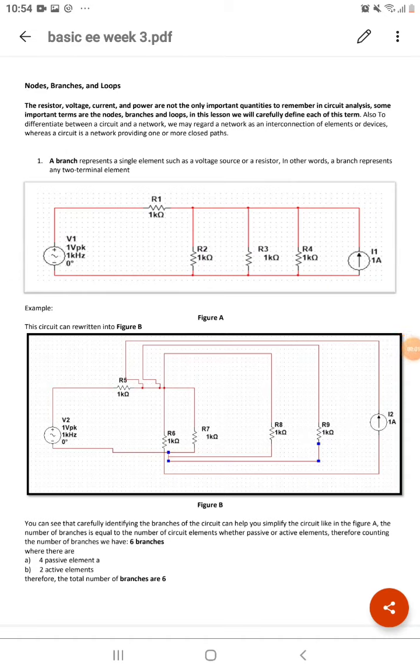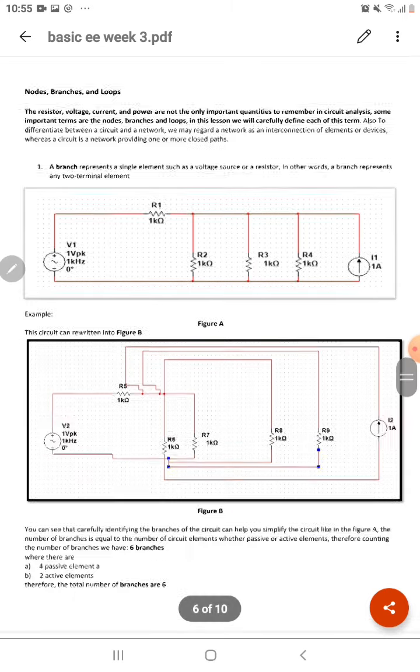Another important element in your circuit analysis are your nodes, branches, and loops. When you are talking about branches, they represent a single element such as a voltage source or a resistor. In other words, a branch represents any two-terminal element. So these are your branches.